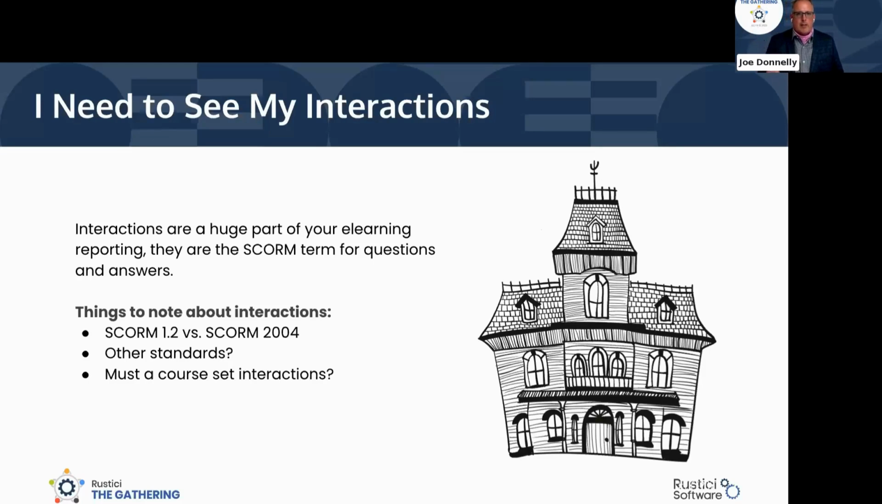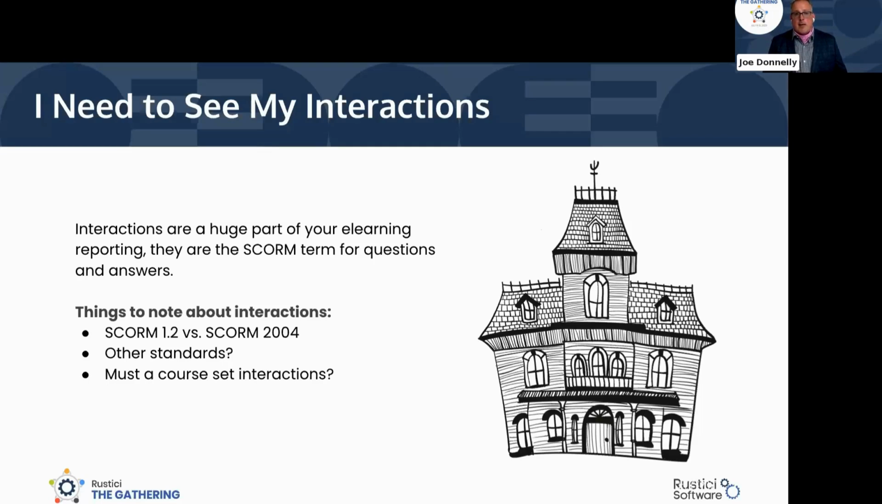You're going to really want to think about the standards you're using so that you can get the most out of your course. SCORM 1.2 has a very, I don't want to say a minimal implementation of interactions, but you can't get the full question and answer text or anything like that. You'll just get identifiers. SCORM 2004 gets you all of that information if your course sets it. So full question text, full answer text, all that stuff, it's all in there.